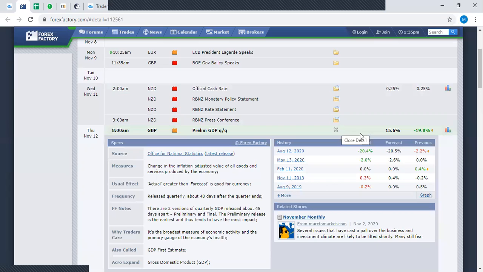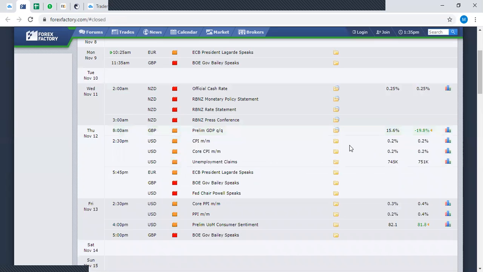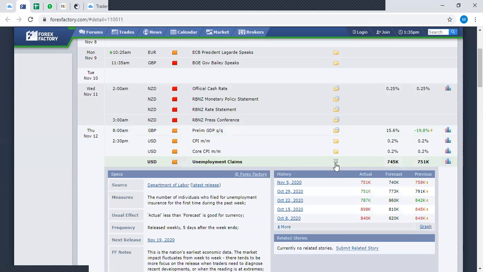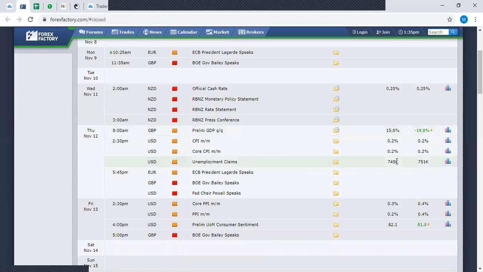So if it comes out higher than expected, it will be good for the pound. Consumer price index, actual over forecast is good for the currency. Unemployment claims: if unemployment claims are less than forecast, it's actually good for the currency. Here they are anticipating that it's going to be lesser than previous, so it will be good for the currency. If it comes out lesser than what they are anticipating here, or the same as what they are saying there, it will be good for the currency as well. So Bailey speaks, the same thing: hawkish is good, bearish is bad for the currency.